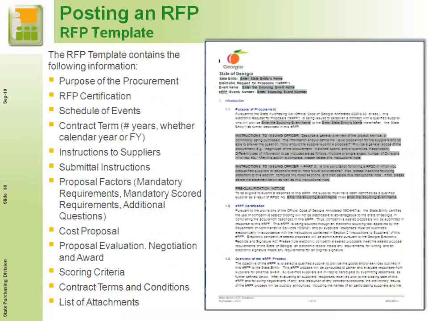The ERFP template contains the following information. It will discuss the purpose of the procurement, your RFP certification, it will list the schedule of events, your contract terms, and your number of years, whether they're calendar year or fiscal year, instructions to suppliers, it will give you submittal instructions, it will list your proposal factors. Those are those spreadsheets that we discussed that you would have to attach, whether it be your mandatory requirements, your mandatory scored requirements, or your additional questions. You would also need to attach your cost proposal in here, your proposal evaluation and negotiation and award, your scoring criteria, contract terms and conditions, and a list of all attachments.